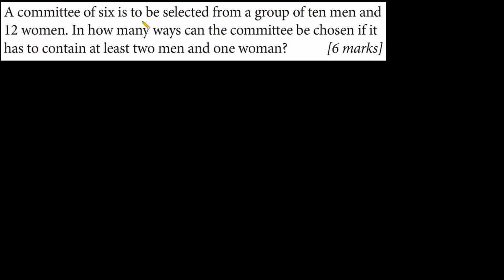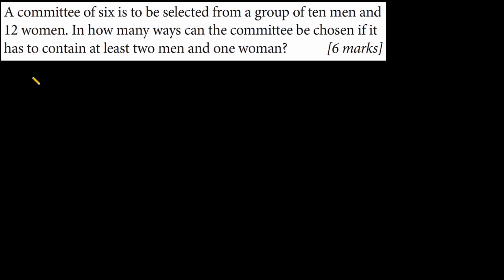A committee of 6 is to be selected from a group of 10 men and 12 women. In how many ways can the committee be chosen if it has to contain at least 2 men and 1 woman? The committee has to contain at least 2 men and 1 woman. The committee has 6 people.